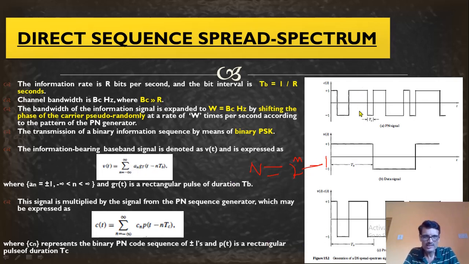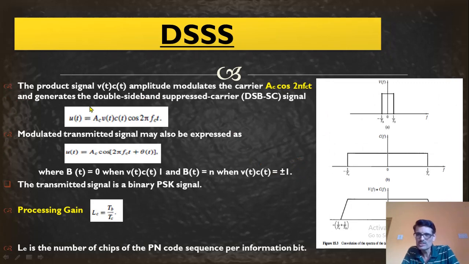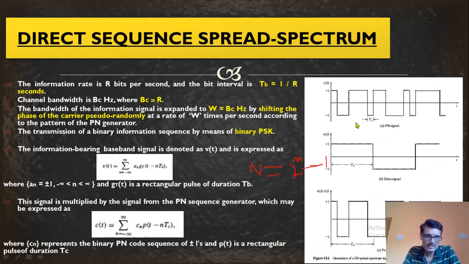And what is c of t? C of t is also a rectangular pulse with the p of t. P of t is a rectangular pulse, you can say. It is repeating at every T_c seconds. And this c_n is either plus 1 or minus 1. It's a polar representation, right? So when these two are multiplied, I'll get an output signal, that is v of t multiplied by c of t.